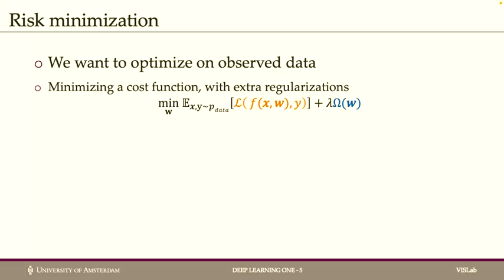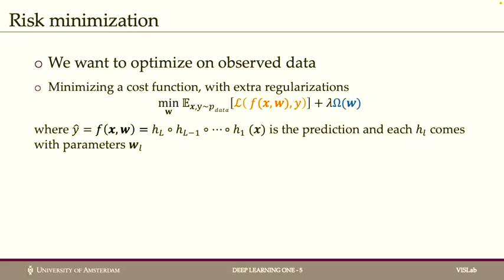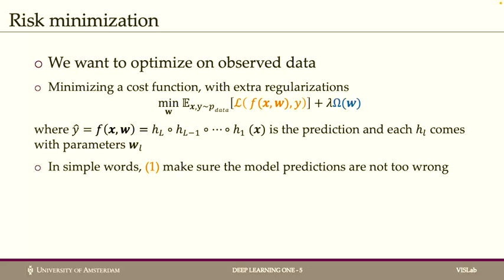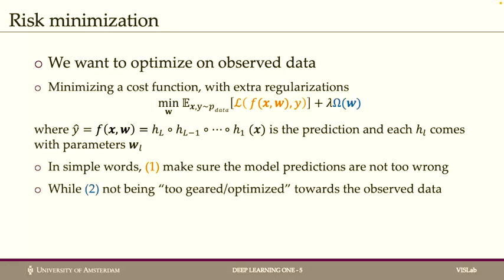Then we have this second term, omega of W, which we'll go into only in the next lecture. But generally speaking, here we again have this modular structure of a neural network. In simple words, the first part makes sure that the model predictions are actually good, and the second one makes sure that it's not too geared towards observed data. This is exactly what differentiates the left model we saw from the right model.